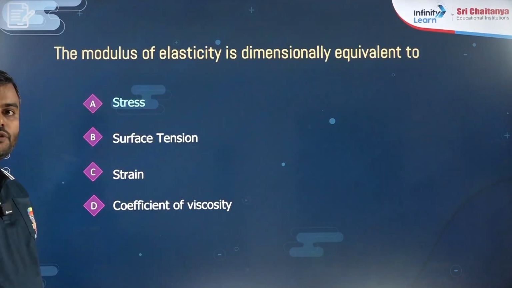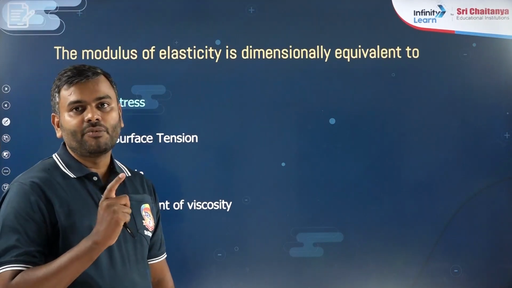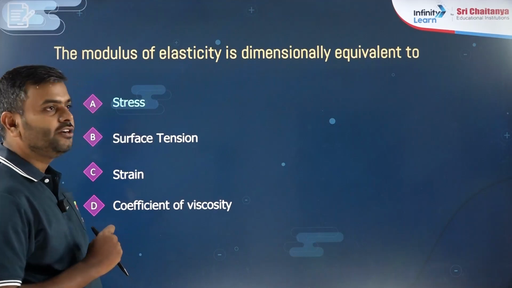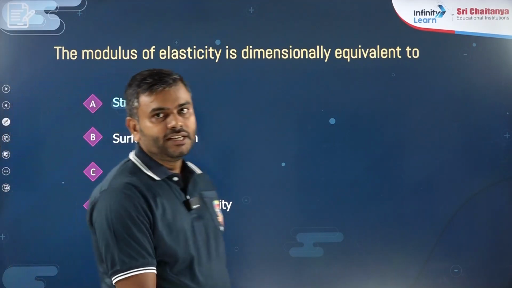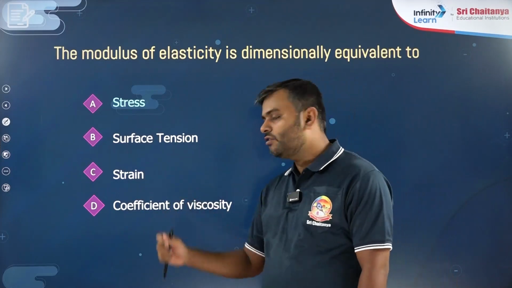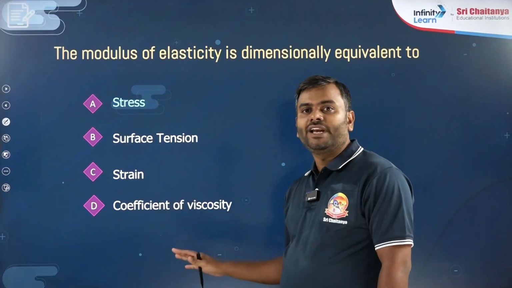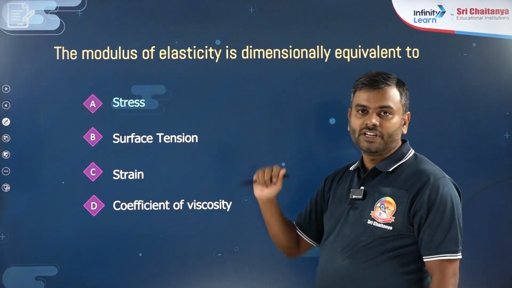So the next question which we have is again a very simple but yet very important one. The modulus of elasticity is dimensionally equivalent to which quantity? They have given us four quantities here: stress, surface tension, strain, and coefficient of viscosity. So dimensionally, which quantity will have equivalence with modulus of elasticity?